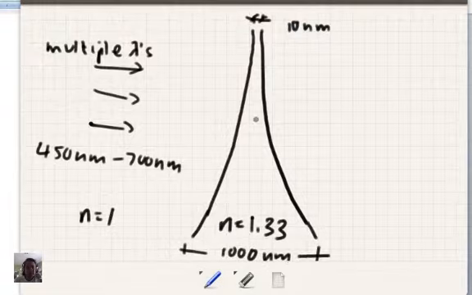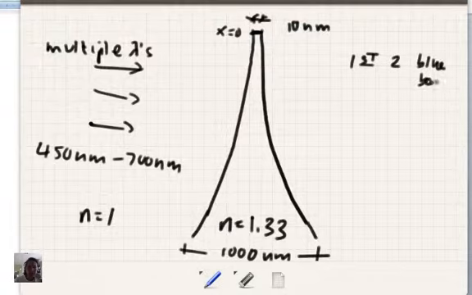And the question is, what is the interference pattern? How does it form? And presuming we call the top x equals 0, at what distance from the top do we see the first two blue bands? Okay, so first of all, let's just think about what's going on here.